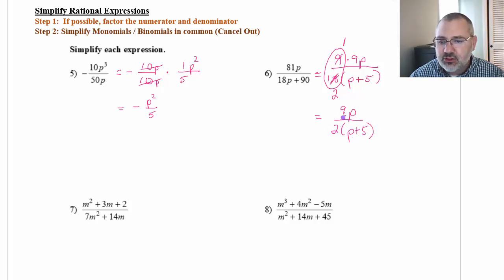I can't divide this 2 into 9p. You might think dividing this p into this p, but whenever you have addition, you can only cancel out that addition as if we had a p plus 5 in the numerator. But because we don't, we can't cross out part of this. This whole thing has to go away together, or it has to stay together. So our final answer is just 9p over 2 times the quantity of p plus 5.